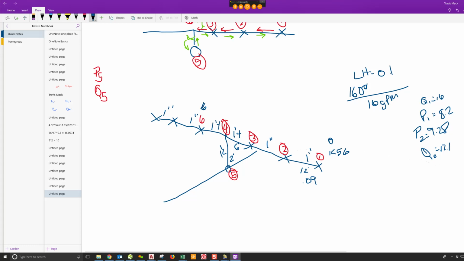So now what is the flow from 2 to 3? What's that water flow going through there? 33.1. Right? So then our friction loss going through here is 4.52 times 33.1 to the power of 1.85, divided by 120 to the power of 1.85, divided by our diameter, 1.049 to the power of 4.87. Our friction loss per foot is 0.33. We said this is 12 feet. So times 12, I get 4 pounds of loss through this piece of pipe. Do you guys come up with the same thing?